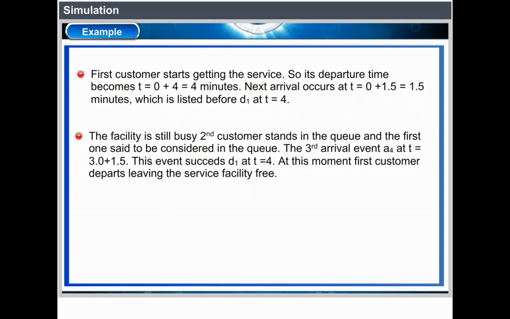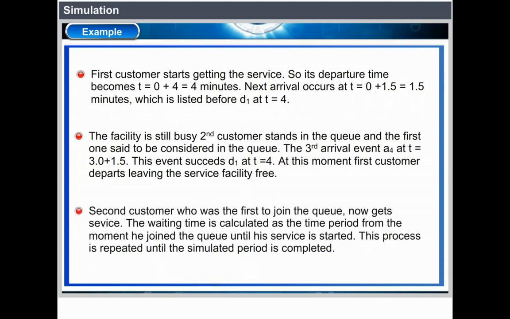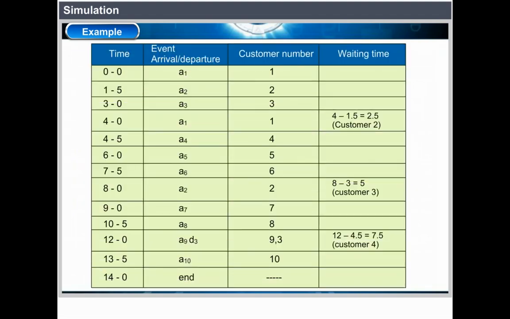At this moment, the first customer departs, leaving the service facility free. The second customer, who was the first to join the queue, now gets service. The waiting time is calculated as the time period from the moment he joined the queue until his service is started. This process is repeated until the simulated period is completed. The above problem is clearly explained in the table with the time, event, that means arrival or departure, customer number and waiting time. We can see the table row by row and then we can easily understand.